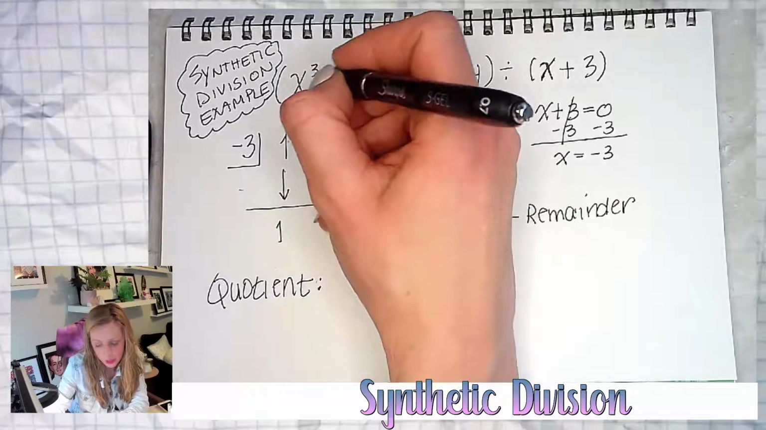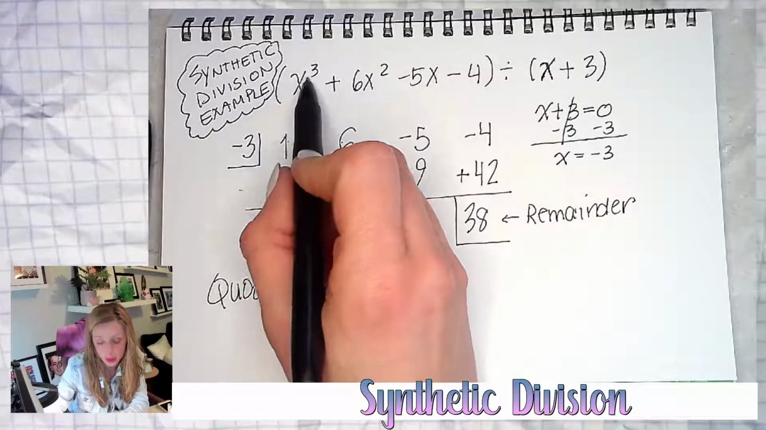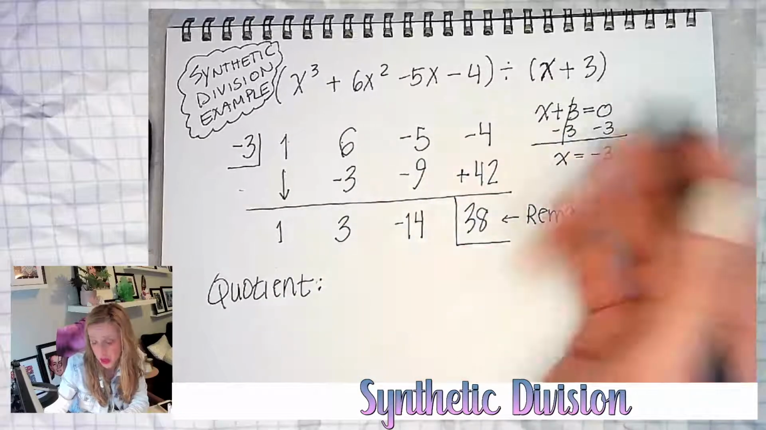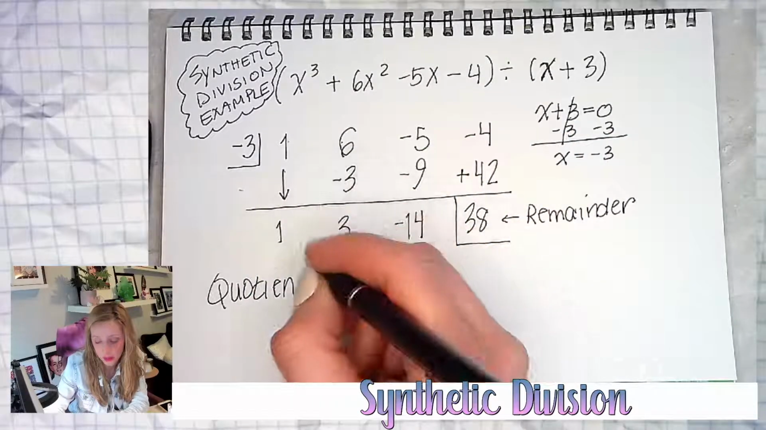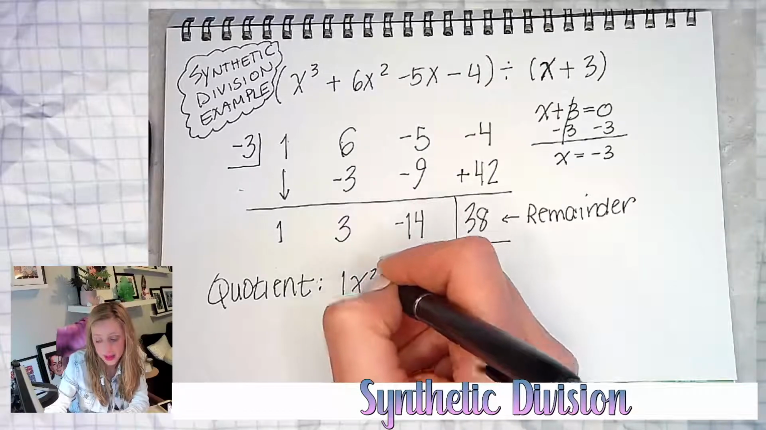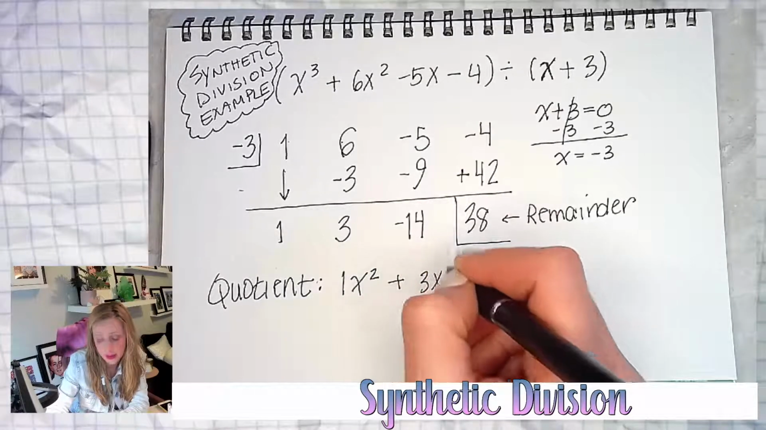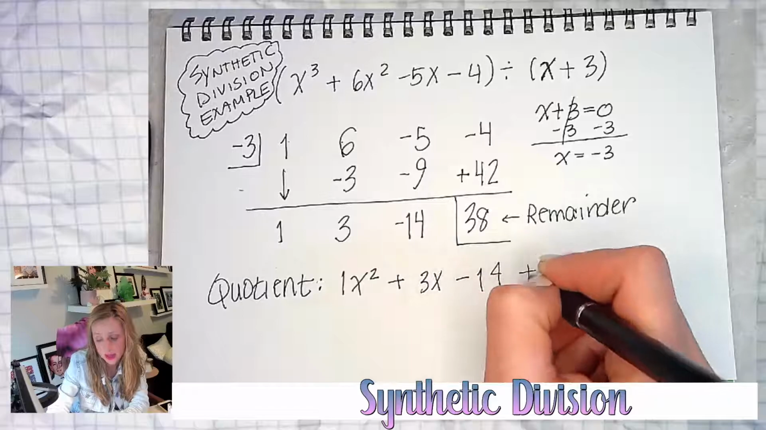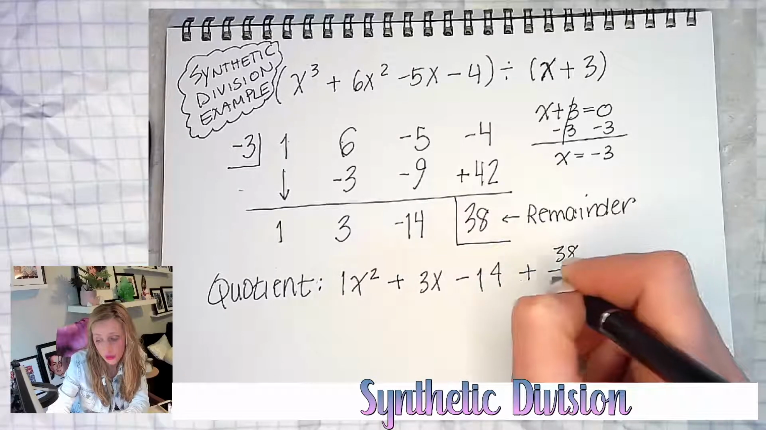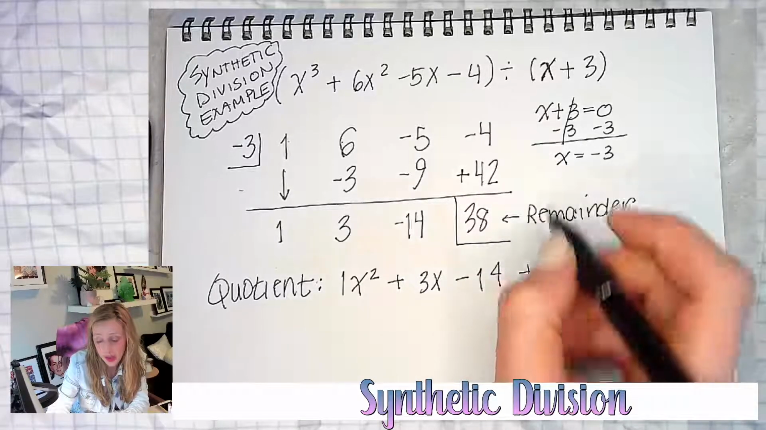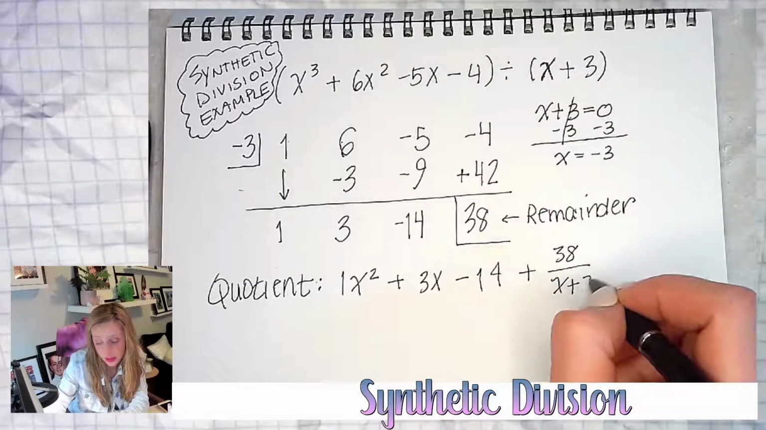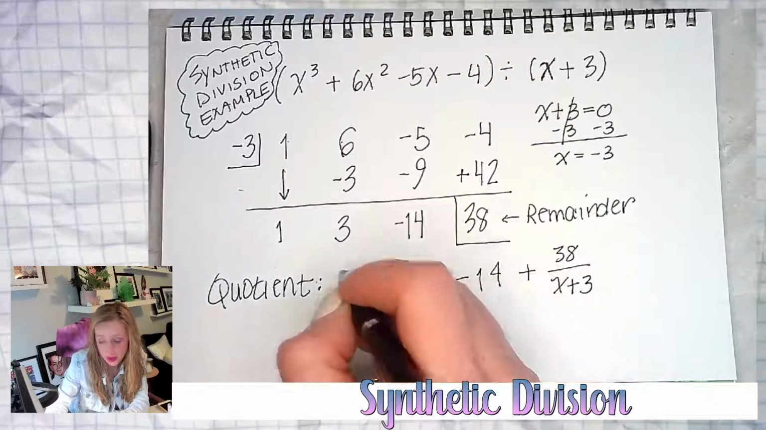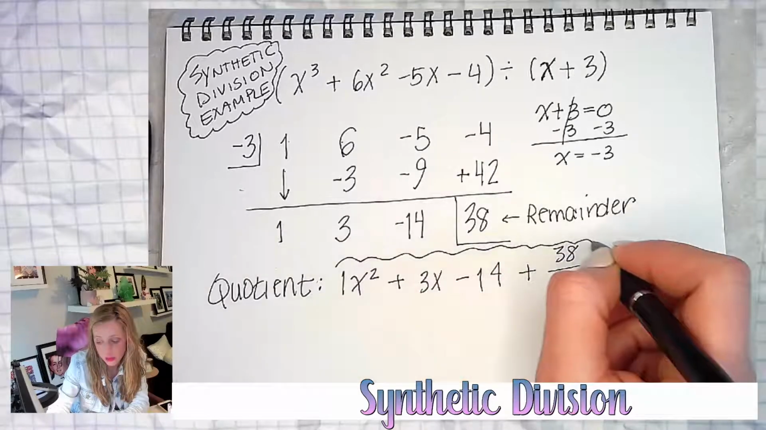The quotient with the remainder, the whole answer to the division problem, what you would do is you take whatever power your problem started as, third power, and we divided it by first power. So we start with the second power and count down. So 1x to the second plus 3x minus 14 plus the remainder of 38 over whatever we were dividing by, which is x plus 3 right over there. That would be your quotient. You don't need the 1 out front, but you could write it.